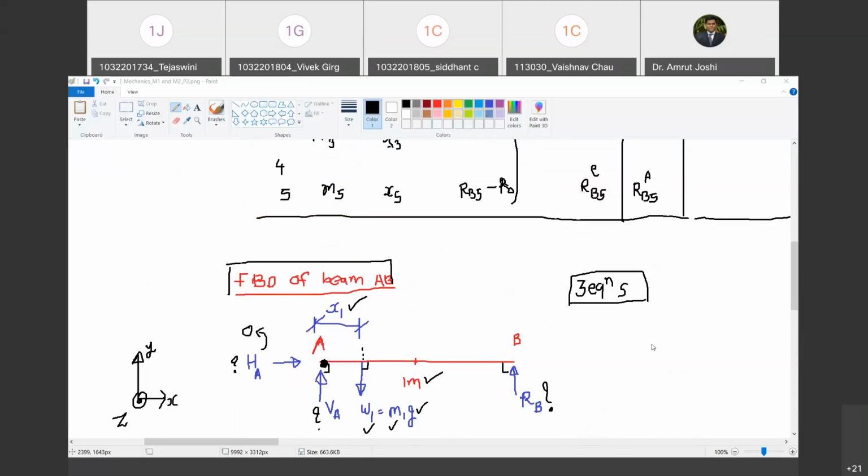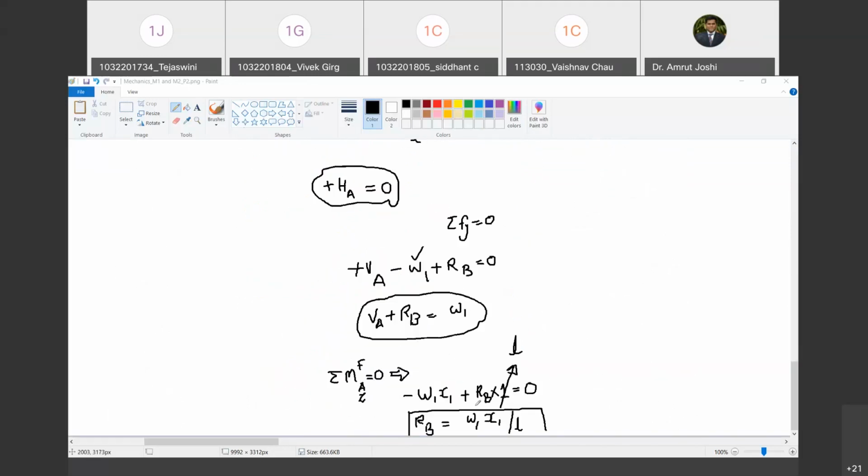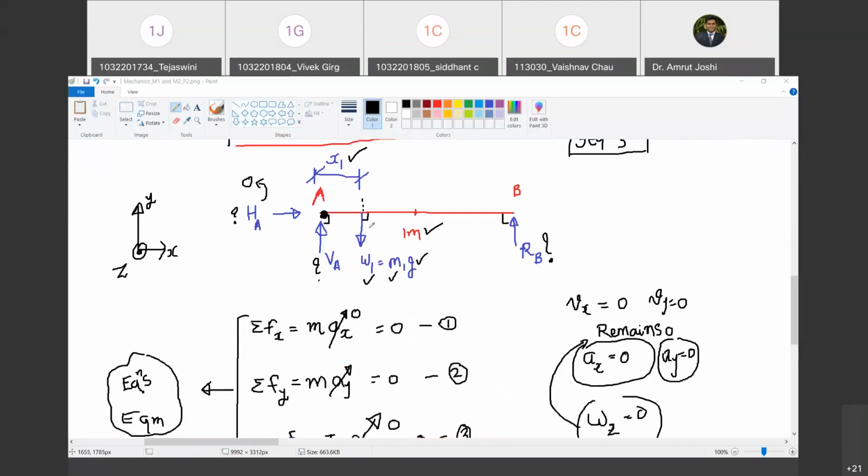So X1 is L by 2. If I substitute X1 equal to L by 2 here, what do I get? W1 by 2. So in that case, the responsibility of sharing the load will be equally on VA and RB. Happy? Yes, sir. And now, if the load is on B, what happens to X1? Tell me. 1 meter.